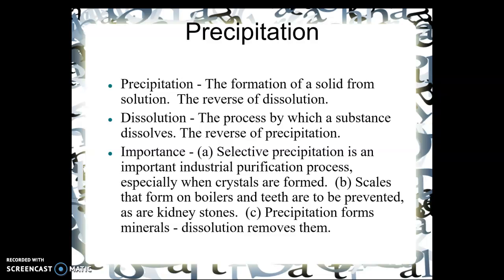Now the importance is that selective precipitation is used in industrial purification, especially when you want crystals. You want to prevent the formation of scales on boilers and teeth, and kidney stones are similar things in your body. And then precipitation forms minerals that you can mine, and dissolution will remove those.